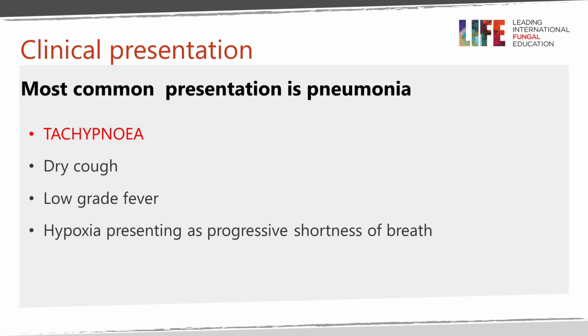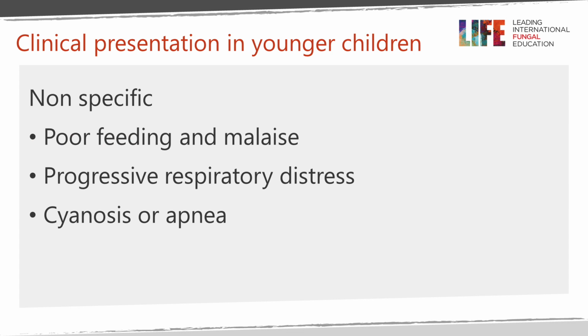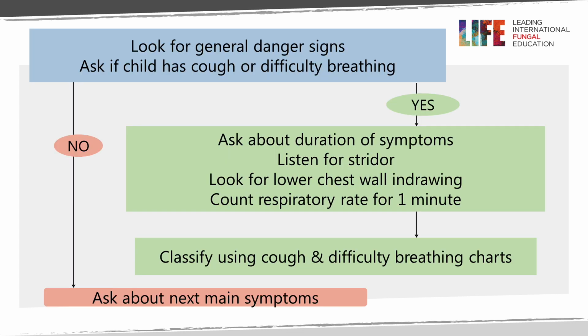When we look at the younger children, we have non-specific symptoms, as will happen to younger children with infections from whatever system. So they will have poor feeding, sometimes malaise, they might have progressive respiratory distress, and they could have cyanosis and apnea at the end. So really symptoms that look like any other infection in a young infant. Since the presentation is of pneumonia, it makes sense that pneumonia algorithms that have been used for all-cause pneumonia can be used to make a clinical diagnosis of pneumocystis. And so we will look at a couple of those.